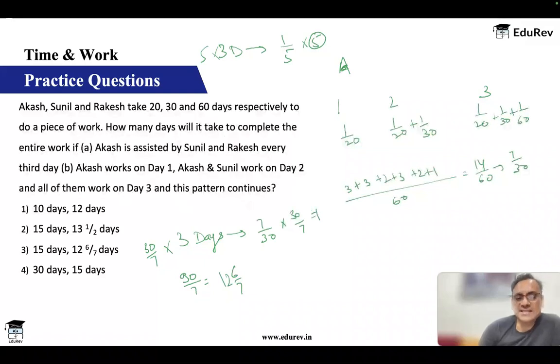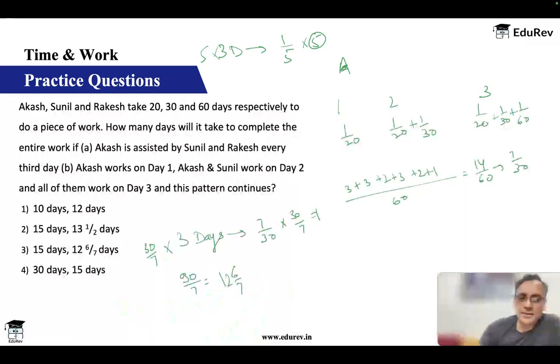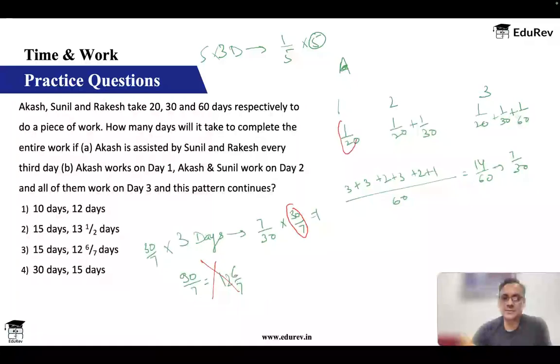Okay, but this is a wrong approach. Again, why? Because you cannot multiply it with a fraction. You can only multiply it with an integer. The reason for that is the same amount of work is not happening every day. The amount of work that happens every day is different. Day 1 is 1 by 20. Day 2 is 1 by 20 plus 1 by 30, so it is 5 by 60 or 1 by 12.